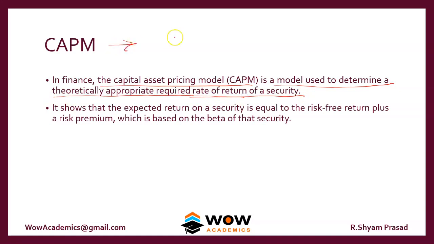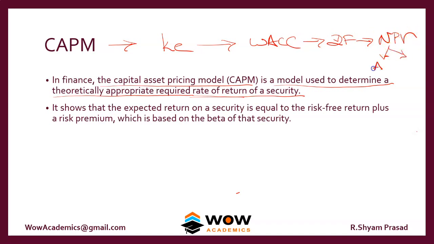So CAPM can be used as the KE. The KE then flows into the WACC. The WACC then becomes the discount factor. The discount factor is used to value NPV projects, and NPV will tell you to accept or reject a project. So ensuring that the CAPM is right leads you to the selection or rejection of a project itself. So ensure that you get the CAPM model right.